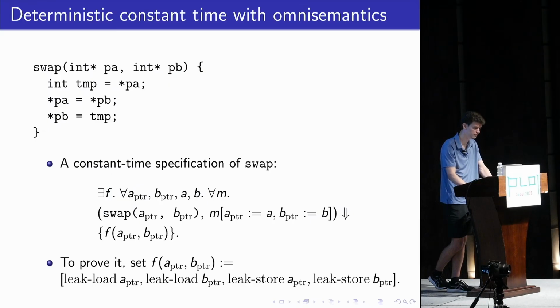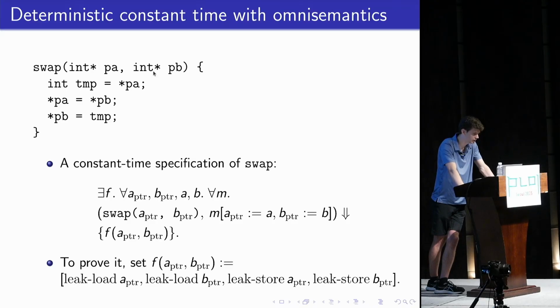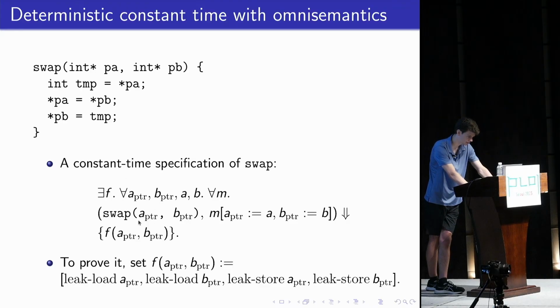So here's an example of writing a constant time specification of a program using omnisemantics. Here we have a swap program that takes two pointers and swaps the values of the pointers. We'll say that the pointers themselves are public inputs, whereas the values stored at the addresses are private. And in that case, we have this specification here.